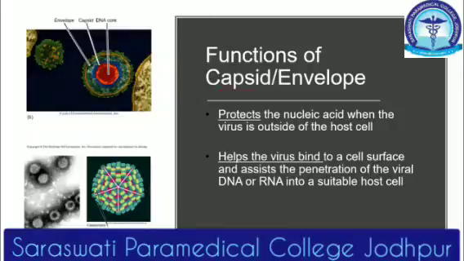Now what are the functions of capsid and envelope? I just mentioned it. The capsid protects the nucleic acid material from external damage, okay, and the envelope helps the virus to fuse with another healthy host, and also it has some role in tissue specificity if the envelope contains spike.